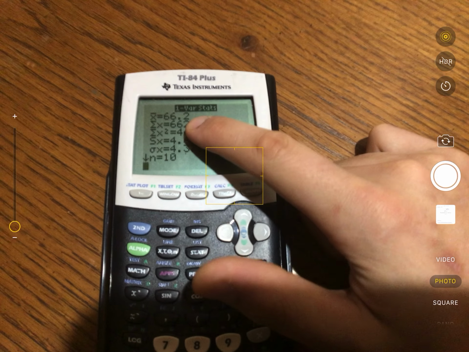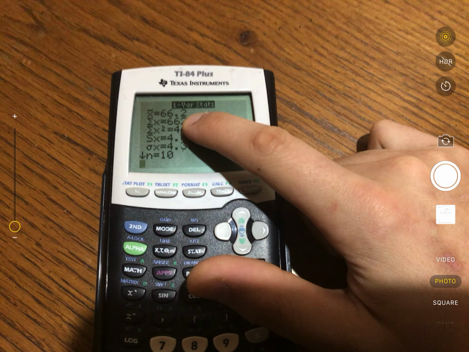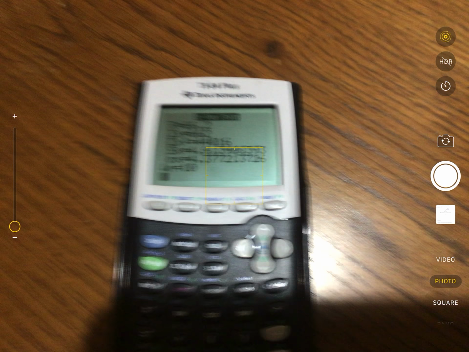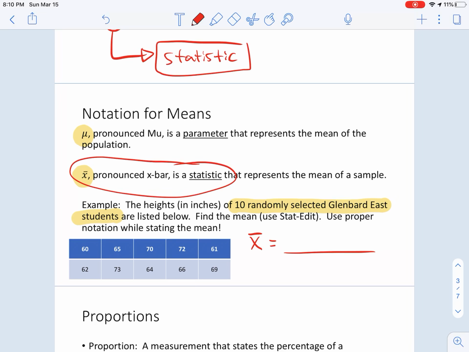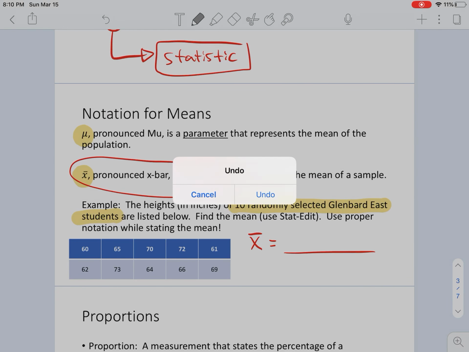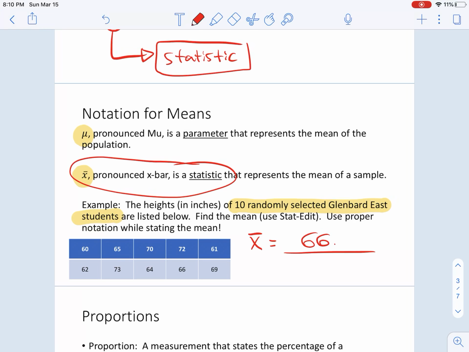This top number here, x bar equals 66.2, that's the mean that we want. So I'm going to go back into Notability and put that answer down. That answer was 66.62. And it's describing the heights, so in inches, so we're going to put inches. And that's using proper notation to state our mean, because it's a statistic, not a parameter. Otherwise, we would have used mu.